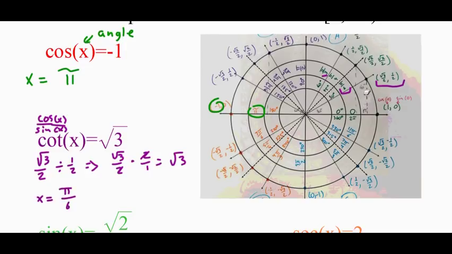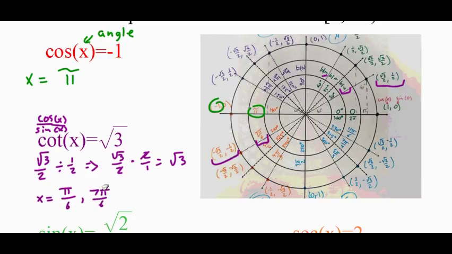My second solution, let's see if I go around, I see my next one is right here, because they're both negative, so a negative divided by a negative is a positive. So my other solution here is 7 pi over 6.